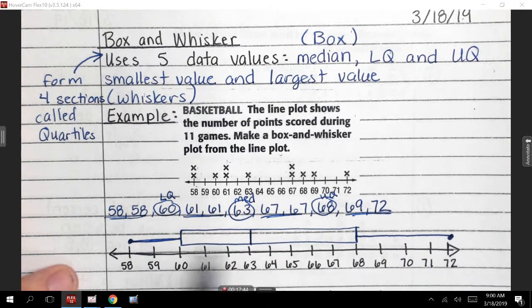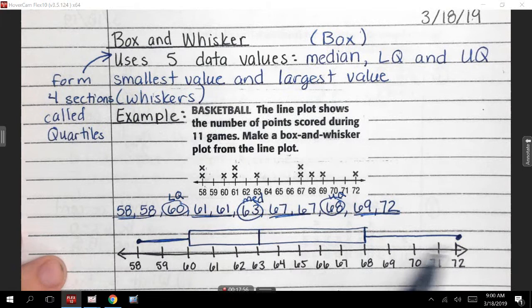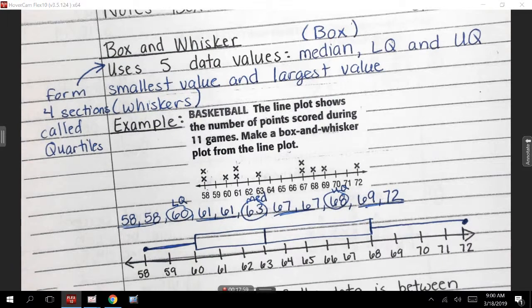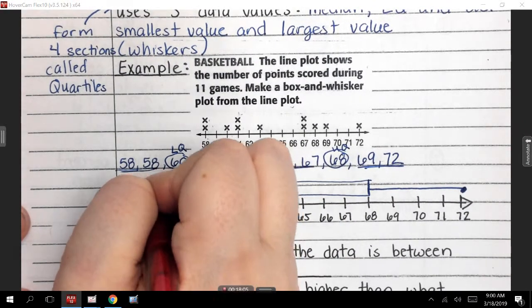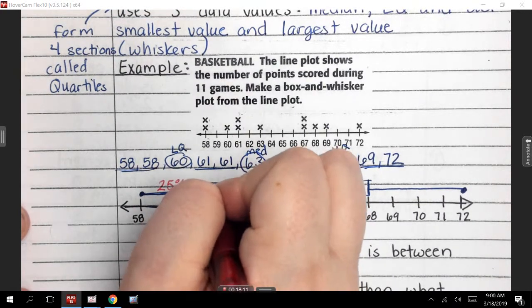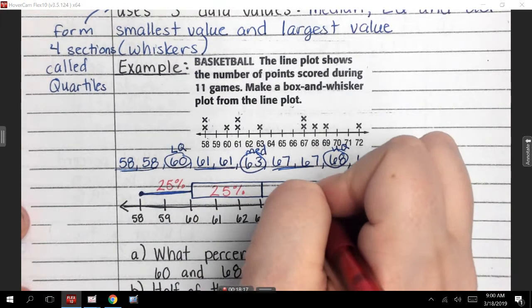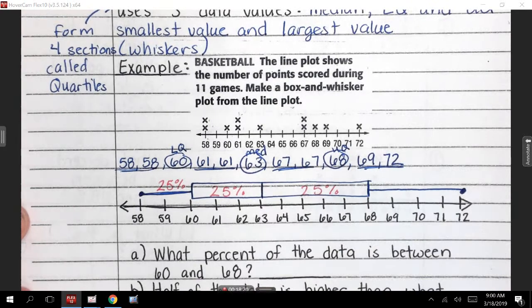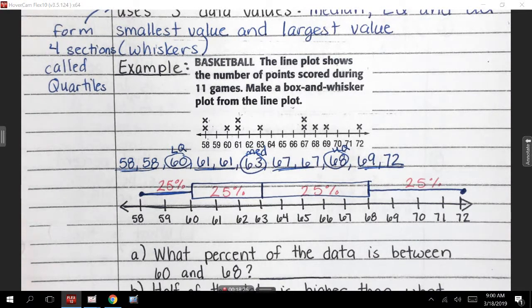If these pieces all have to be equal, what percent of the data is in each section? If all of my pieces have to be equal, what percent of the data is in each section? Alexandra? 25. So I'm going to use a different color to write this in. You don't have to. So that means that this whisker is 25% of my data. The first half of the box is 25% of my data. The second half is 25% of my data, and then the last one is 25% of my data. Do y'all see that?